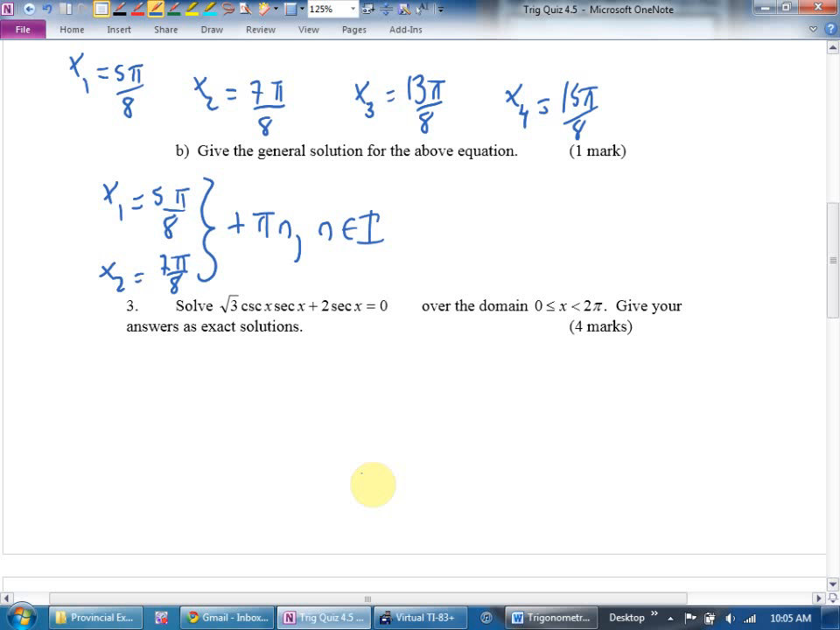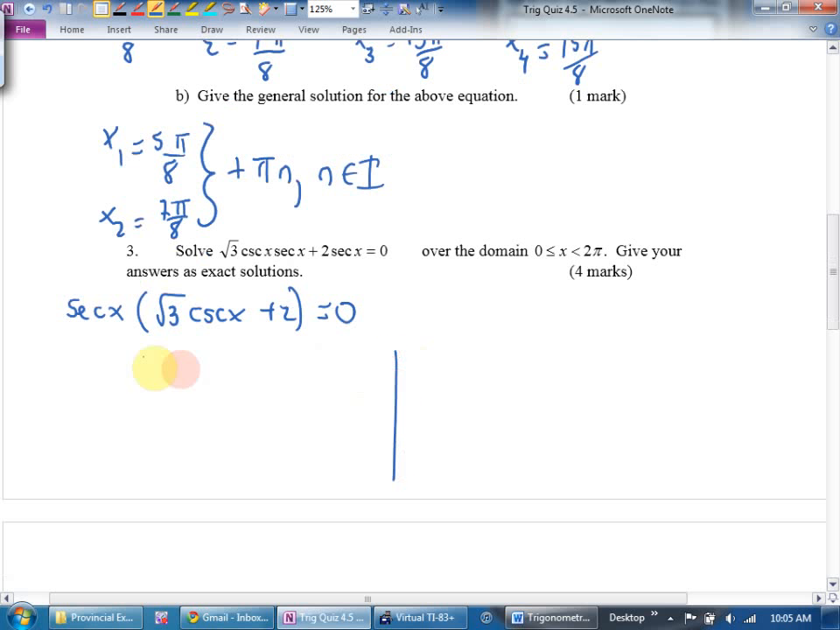Hint. Hint. Hint. Anyways, factor out a secant. And I get root 3 cosecant plus 2 equals 0. So I said, okay, I guess this is going to break into two factors. The first one says secant x equals 0, and the second one says cosecant x equals negative 2 over root 3.